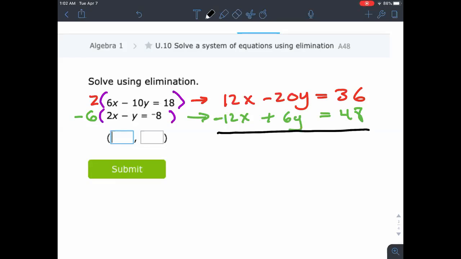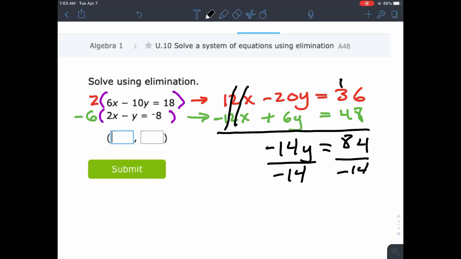And now I'm going to add down the columns. These cancel out, which was the whole point in the first place. And then I get negative 20, positive 6, which is negative 14y. And then I add 36 and 48. 8 plus 6 is 14. Carry the 1, 84. I divide both sides by negative 14. 84 divided by negative 14 is y equals negative 6.